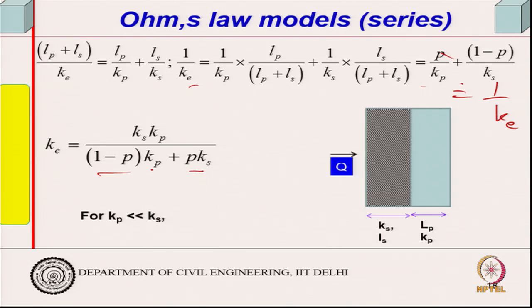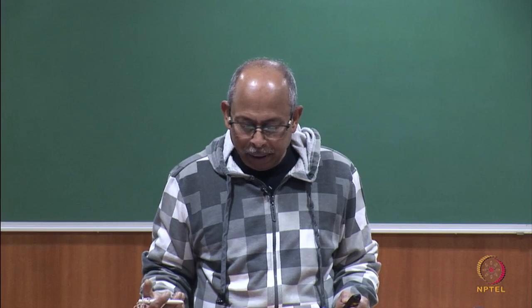Now, look at this, if the Kp is very small compared to Ks, which is the case for air, then this term will be negligible compared to this term, right. And simply K will be given as, Ks will cancel out with this, and I will be left with Kp by P. So, for the series model, Ke is equal to Kp by P. So, whatever the conductivity of the pores divided by P, right.